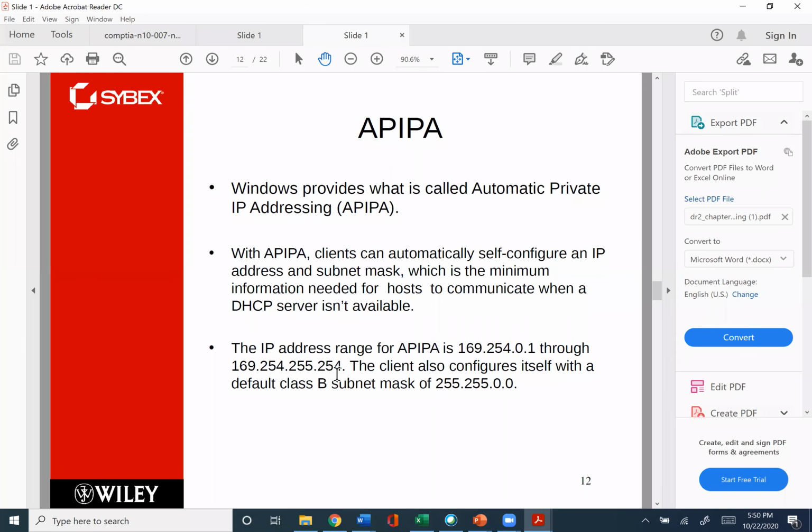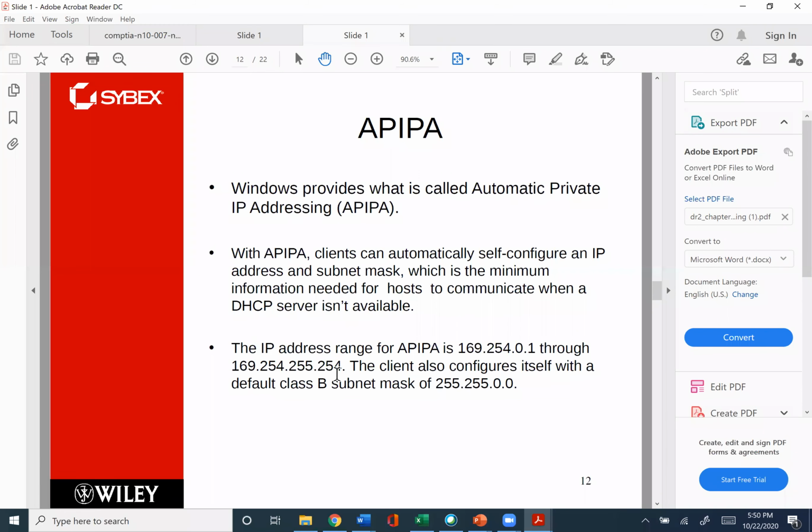APIPA is a protocol that basically assigns you automatically a private address. This protocol in Windows, and again, this is only in Windows, by the way, kicks in automatically. These are two things that you need to know. It will initialize whenever your DHCP is not working. So we know that DHCP is a dynamic way of assigning an IP address to a host.